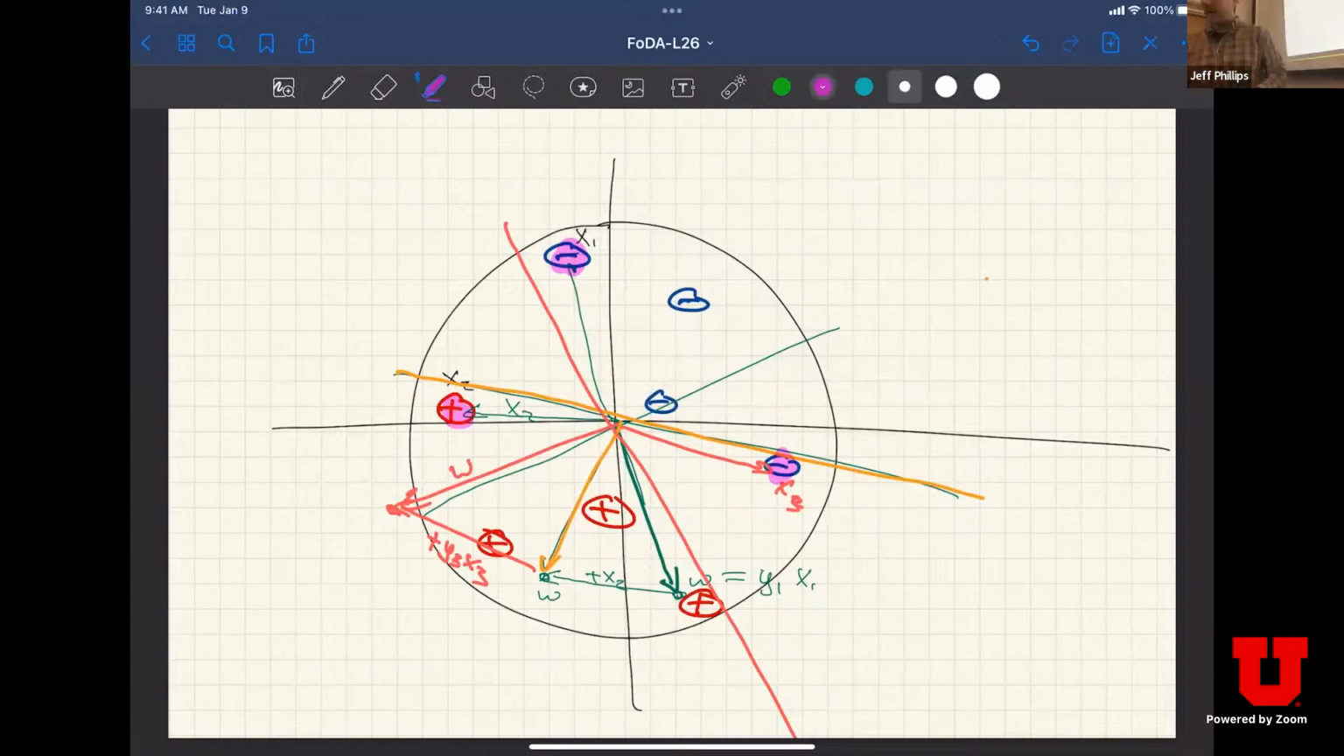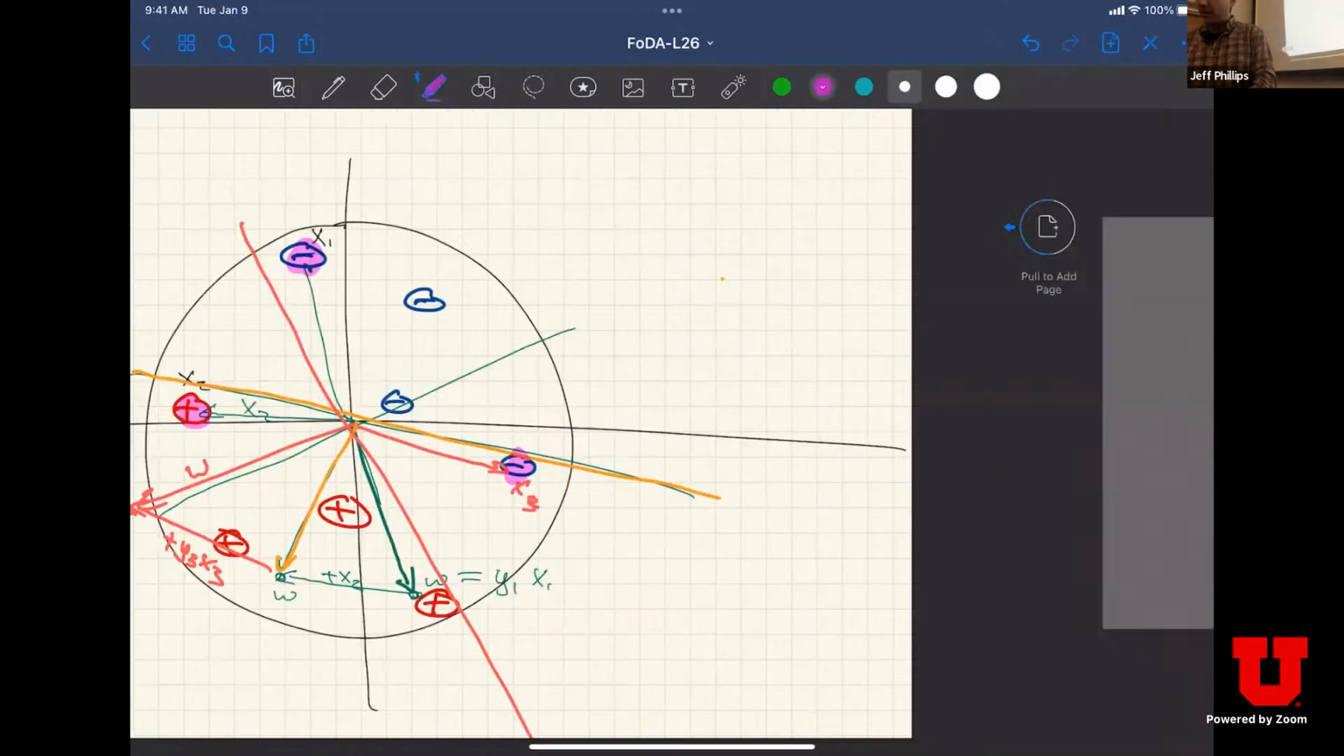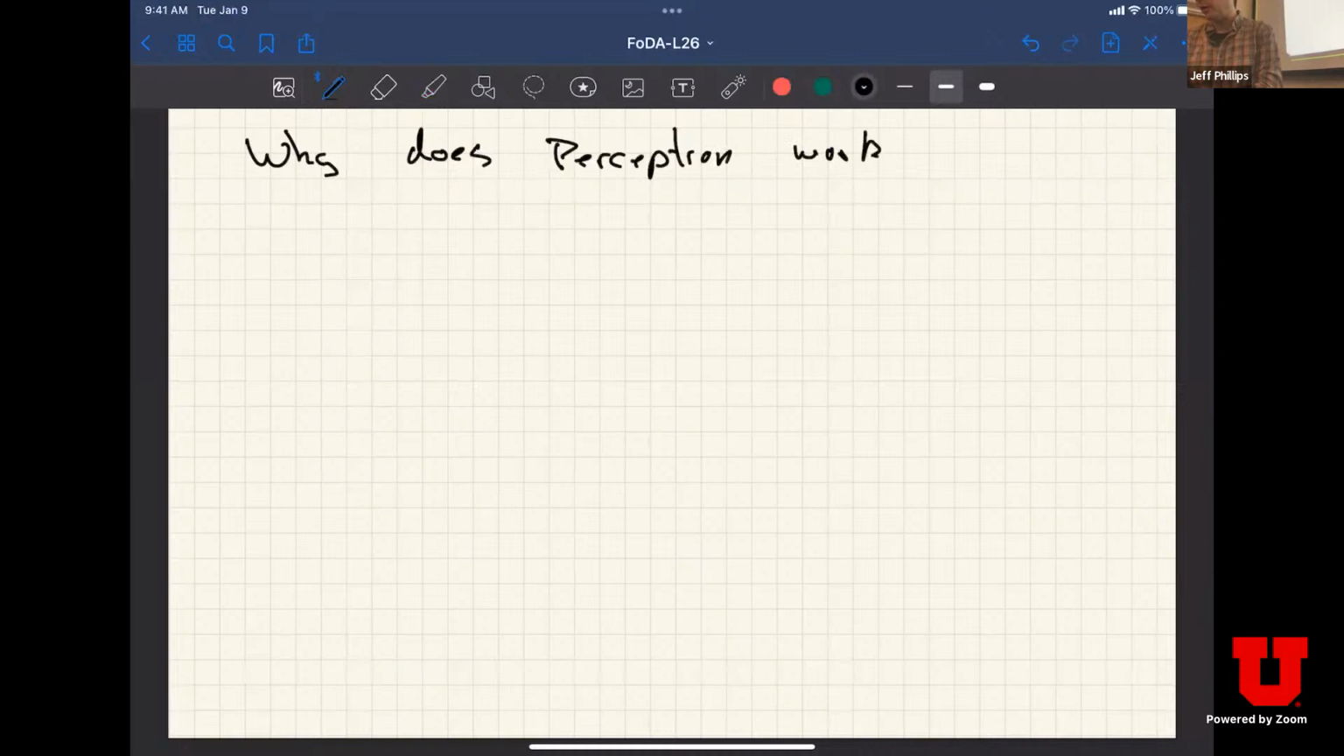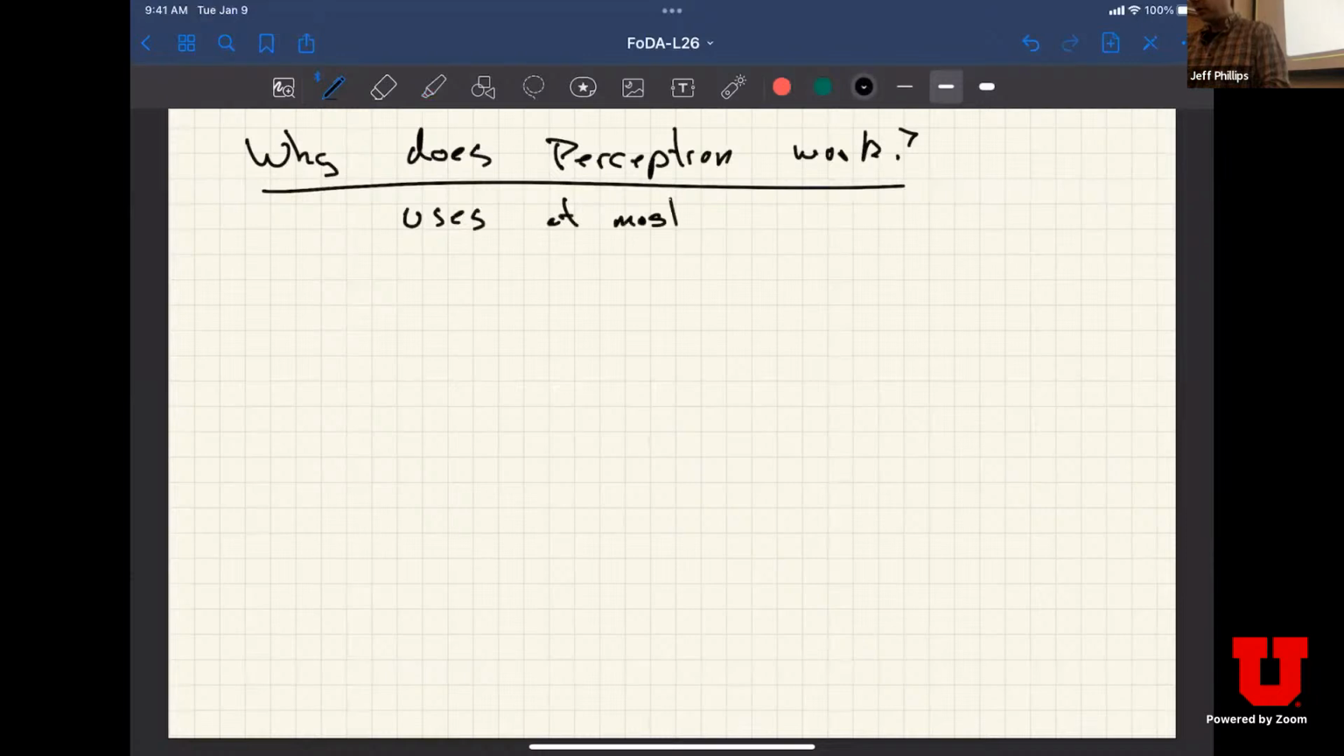Okay, let's see why it works now. Why does Perceptron work? Okay, and in fact, we're going to say that it uses at most T, and this is going to equal 1 over gamma star squared steps.